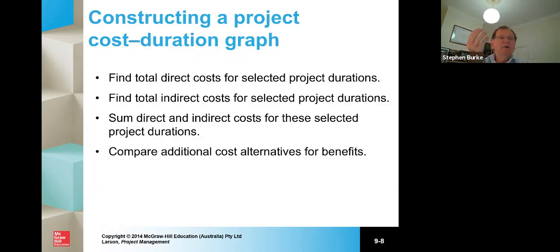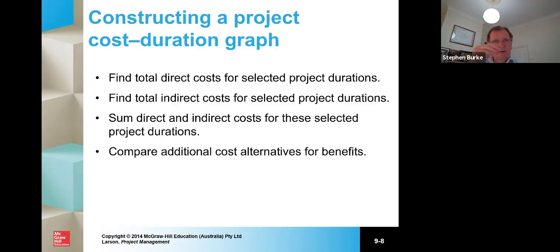And you then might need to construct a project cost duration graph. What's the relationship between costs and duration? You look at the total direct costs for selected project duration. So project duration of 10 days, direct cost $1,000. Project duration 12 days, direct cost $12,000. Find total indirect costs for selected project duration.